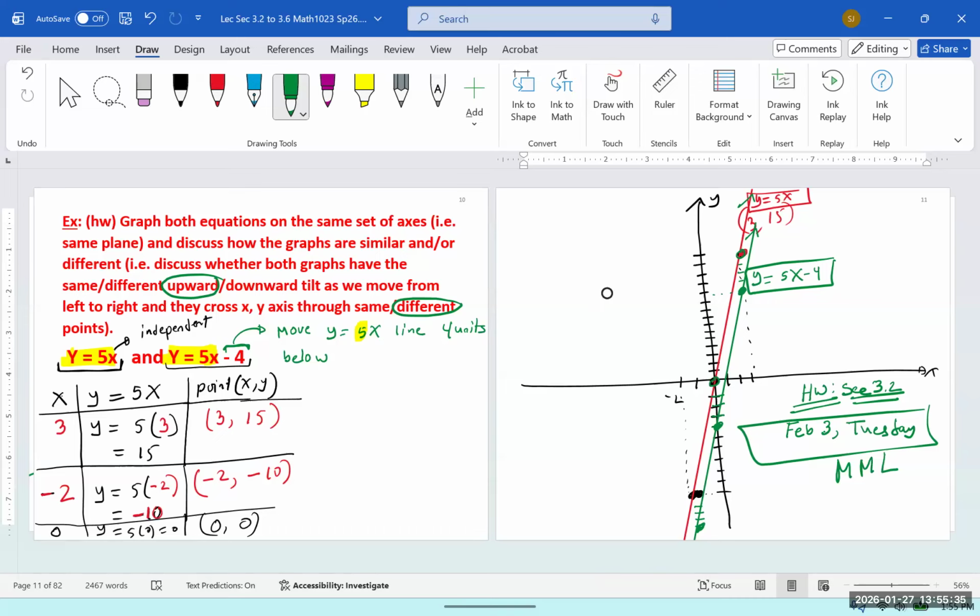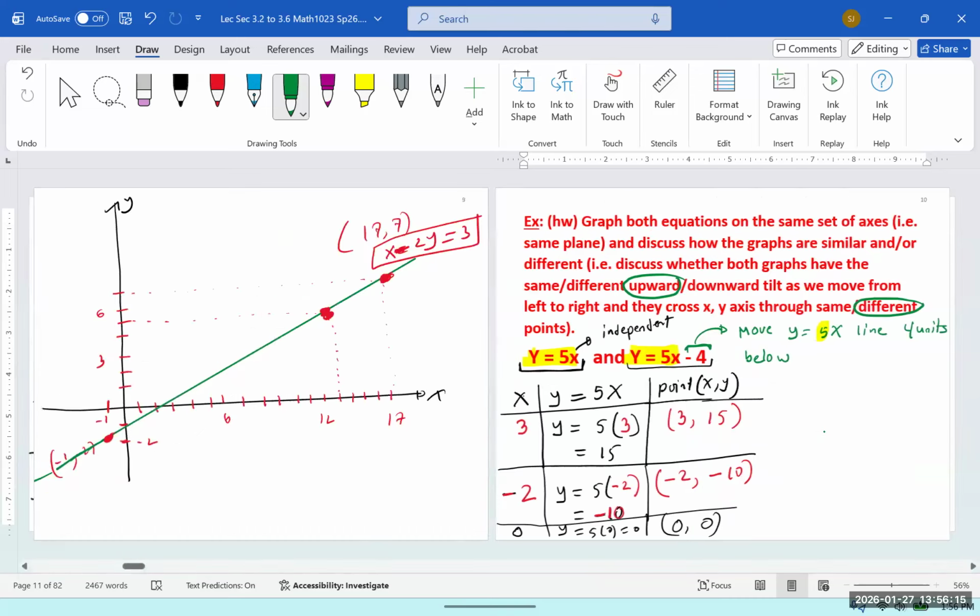Okay, so how do you compare them? On MyMathLab, it's actually a multiple parts question. First, they're going to ask you to graph them. And then they're going to ask you, when you compare them, what type of tilt do you see? Are they going upward or are they going downward? Definitely both of them are going upward, so you're going to pick upward. And the next question, they're going to ask, are they going to the same x and y value? Are they crossing through the same x and y?